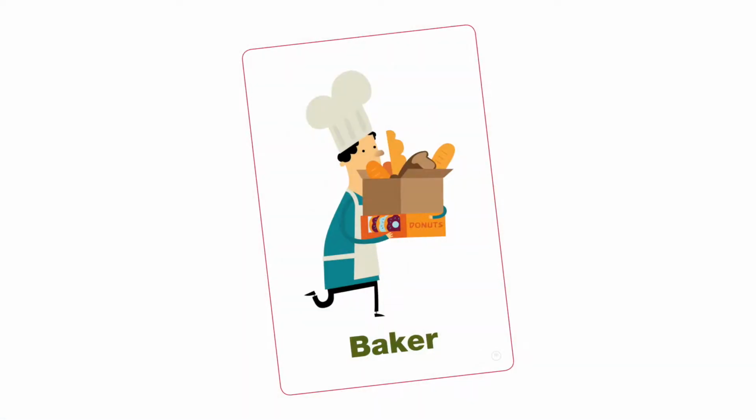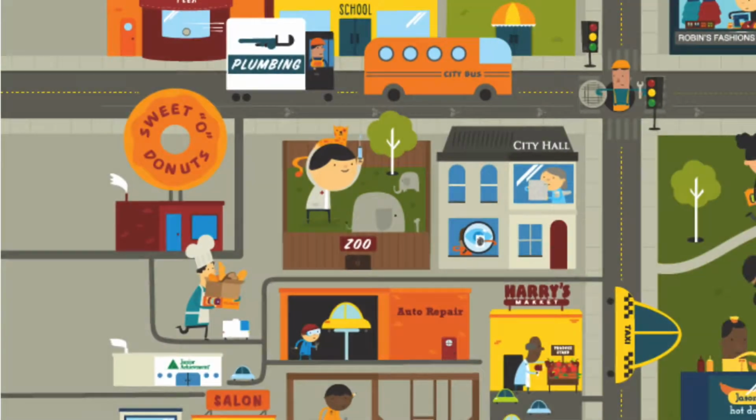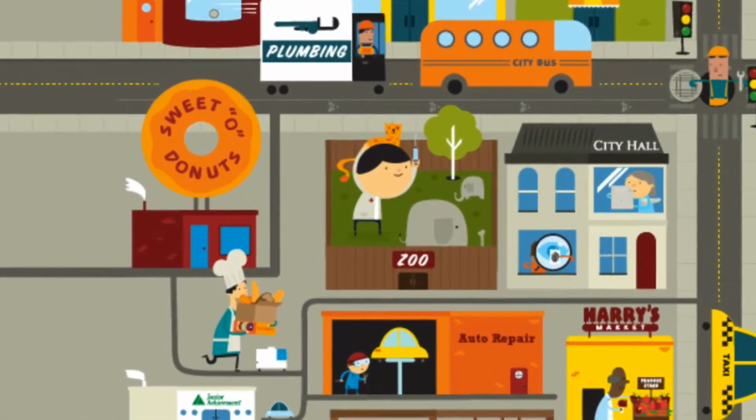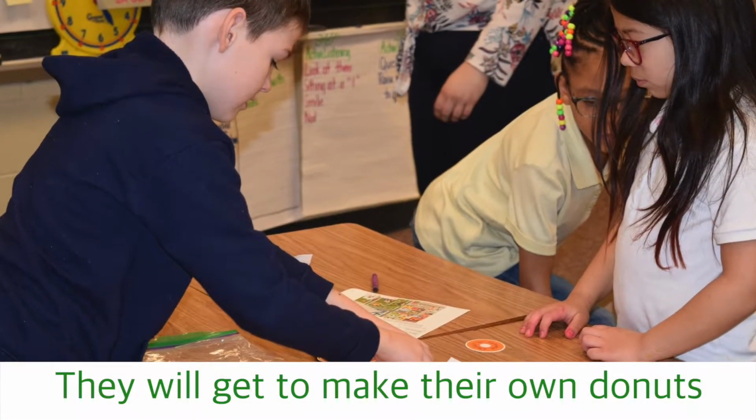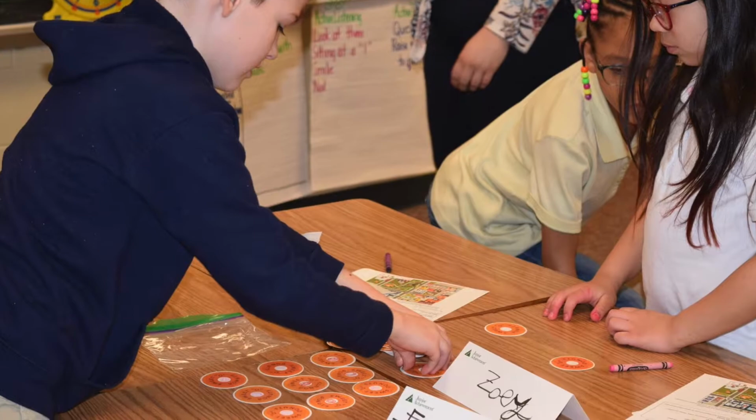As you wrap up session 1, hold up the Baker job card you set aside earlier and point to the Sweet O Donuts shop on the poster. Tell students next they will get to make their own donuts using paper donuts and ingredient stickers.